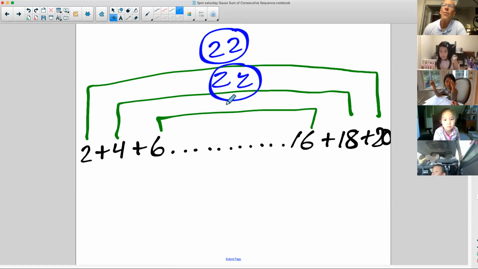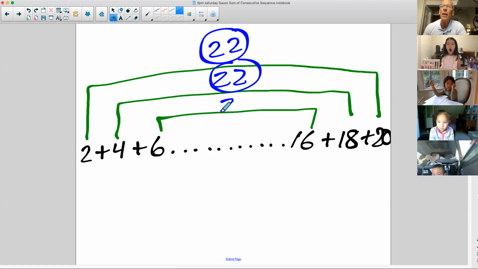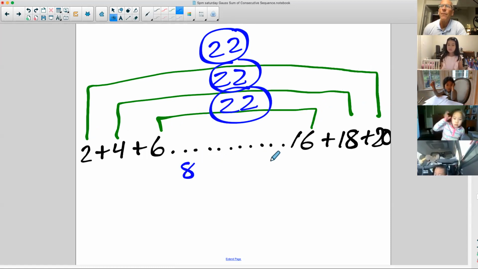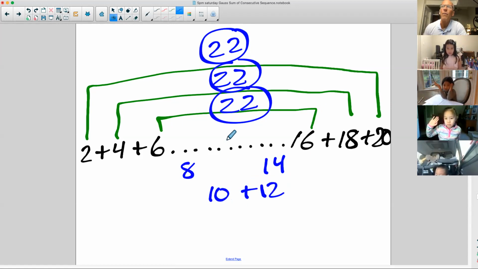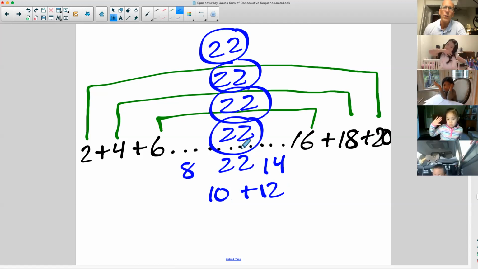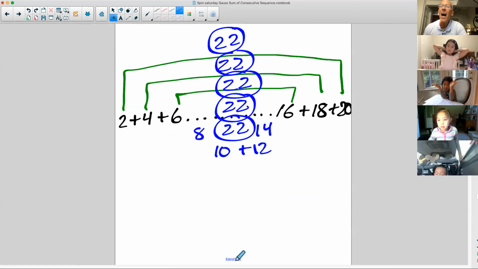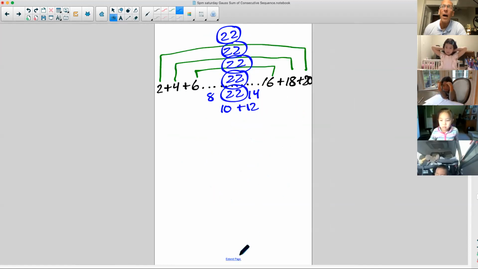And don't say 3, because there are a lot more 22s than 3. Remember, there's 8 and 14, and there's 10 and 12. So we actually have how many 22s? Go ahead, say it out loud. 5. We have 5 of them.